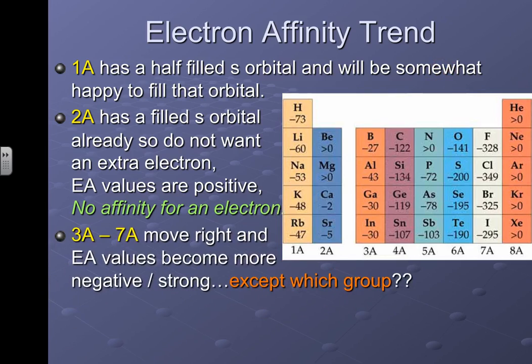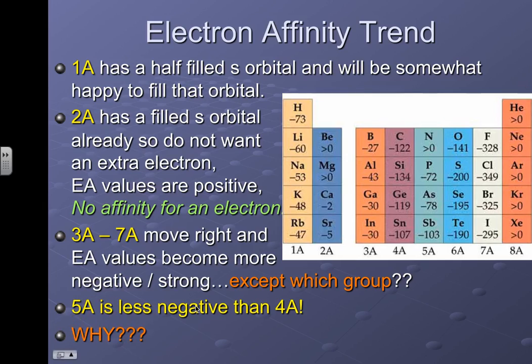If you look from 3A to 7A, so again from, say, boron down to fluorine, you'll see that the values become more negative. The exception, again, is nitrogen, which we already talked about. 5A is less than 4A. And then hopefully you can answer that question of why, which is the half-filled p orbital.